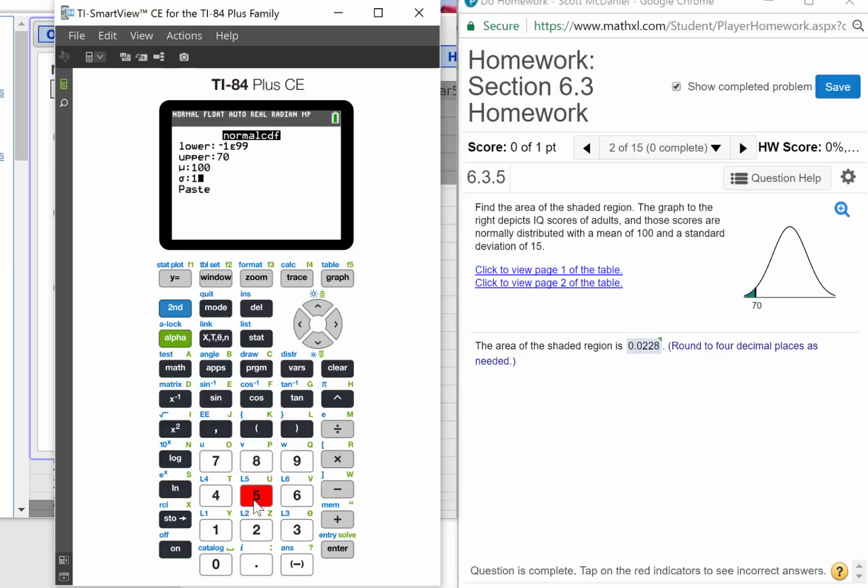Standard deviation of 15. If you don't have this nice little wizard that pops up, it's just norm CDF and then lower bound, comma upper bound, comma mean, comma standard deviation. And we get exactly the same thing we got in StatCrunch. I hope that helps.